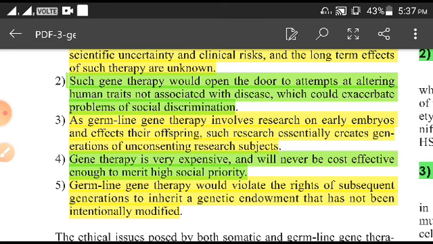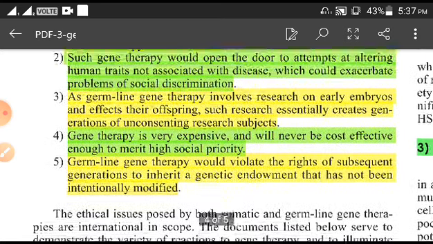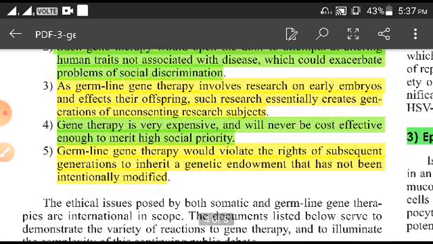Germline gene therapy involves research on early embryos and affects their offspring. Such research essentially creates generations of unconsenting research subjects. So this is a big problem. Gene therapy is very expensive and will never be cost effective enough to merit high social priority. Germline gene therapy would violate the rights of subsequent generations to inherit a genetic endowment that has not been intentionally modified.